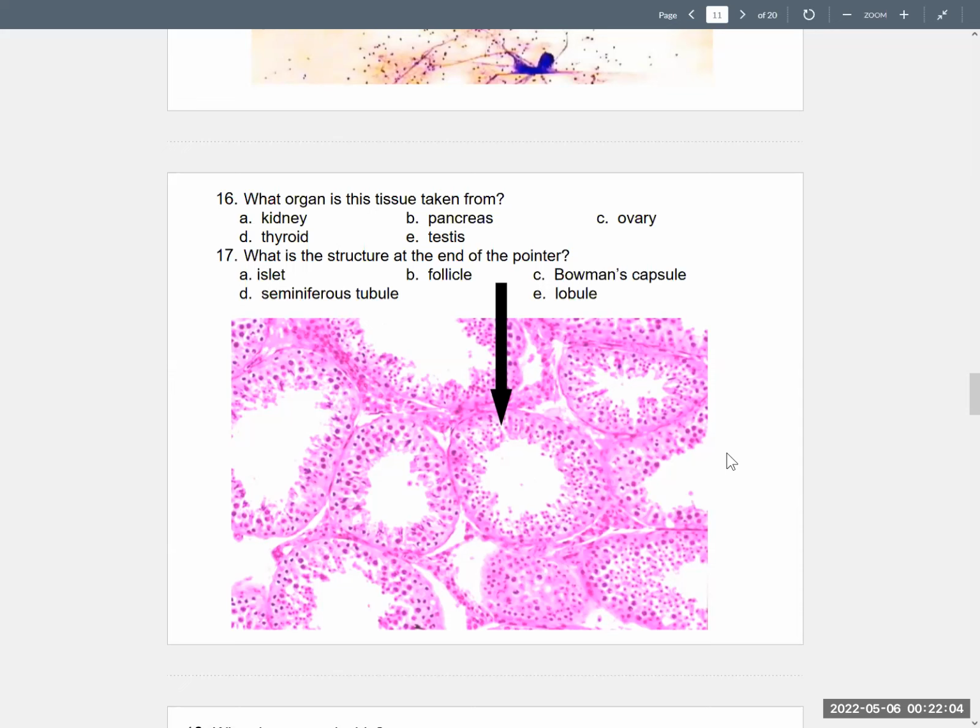The next question wants you to tell me what's the structure at the end of the pointer. There are many of those structures. Actually, they all interconnect. If you've already decided it's the testes, then there's only one thing here that refers to male anatomy at all. It's D, seminiferous tubule. None of the others could work. Lobules are for the liver, Bowman's is for the urinary system, the follicles for the ovary, and the islets for the pancreas.